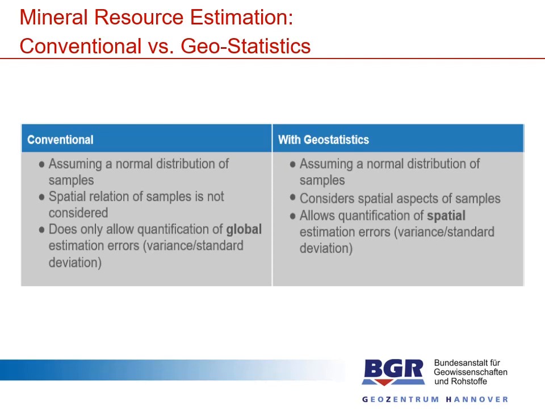In comparison to conventional statistics, geostatistics have a slight difference, and these differences are shown here. Conventional statistics are assuming a normal distribution of samples, whereas geostatistics is also assuming a normal distribution of the samples. In conventional statistics, the spatial relation of samples is not considered, but in geostatistics there is a spatial relation of the samples. And conventional statistics only allow quantification of a global estimation error, variance, standard deviation, for example. And geostatistics allows for the quantification of spatial estimation of errors. So the spatial relationship is the main difference from geostatistics to conventional statistics.